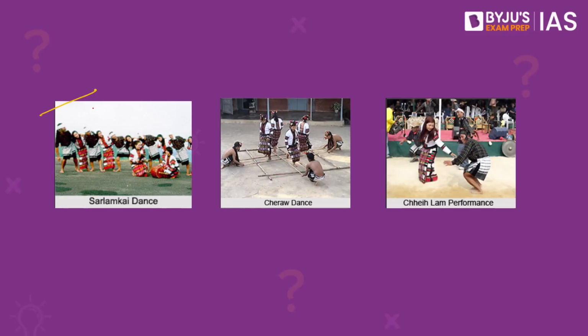See, Sarlamkai is a dance form that originates from the Pavi and Mara communities in the southern part of Mizoram, right? Coming to the next dance form. Cheraw is a very old traditional dance of the Mizos. It is a bamboo dance that is associated with Mizoram. It is believed that the dance had already existed way back in the 1st century AD.